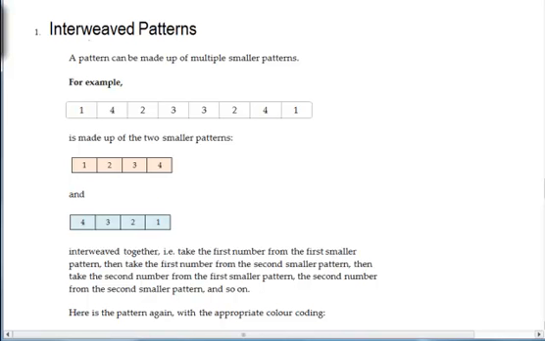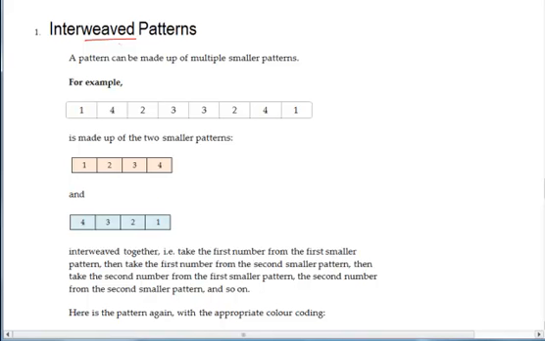We all know what the word weaved means, don't we? Weaving means to go in and out of, or to alternate between, or to exchange, and so on. So patterns that are interweaved are made up of two or more smaller patterns that have just been combined together. So they exist together. We're going to use an example to see how that's demonstrated.